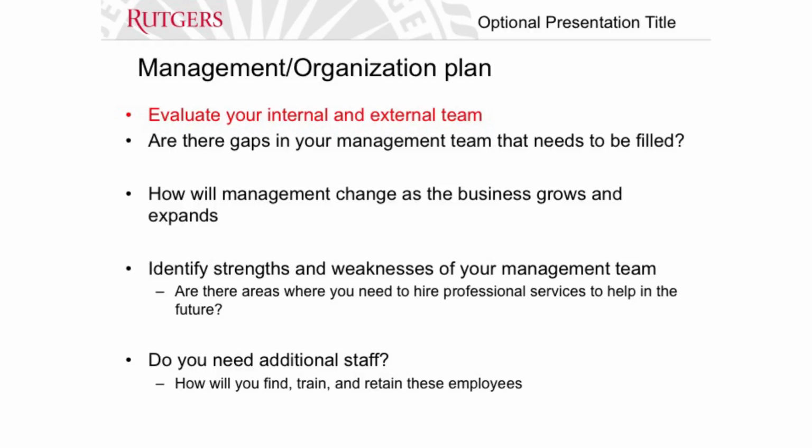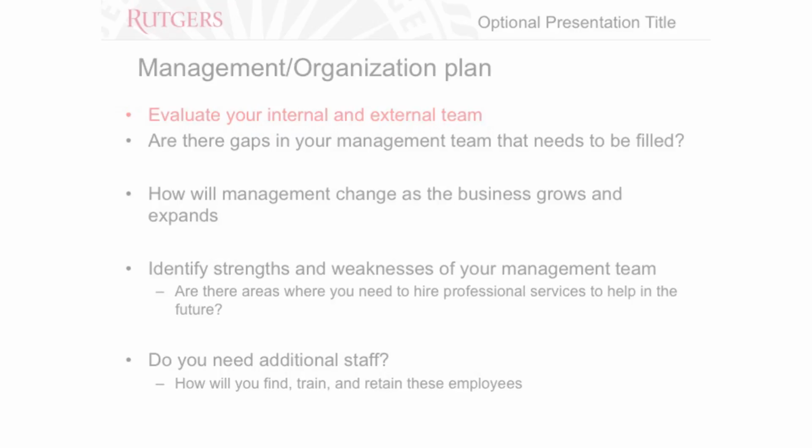Identify strengths and weaknesses of your management team. Are these areas where you need to hire professional services to help in the future? Again, not everybody knows it all, right? I'm in extension. I'm an ag agent. I'm not on the production side, and I always tell my farmers, don't ask me anything about production. That would be the worst business decision you could ever make in your life. I'm on marketing, so we don't know it all, right? We need a group of people to help us to be successful in what we're doing.